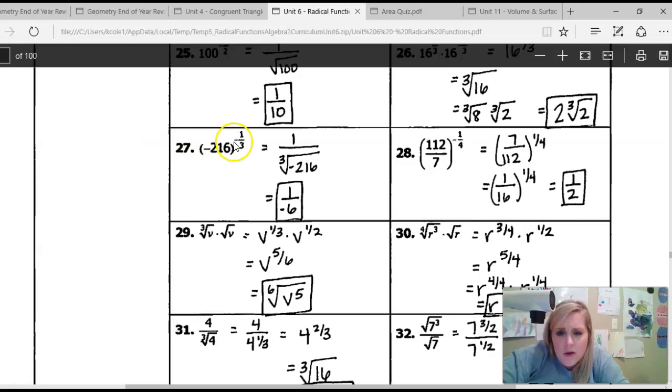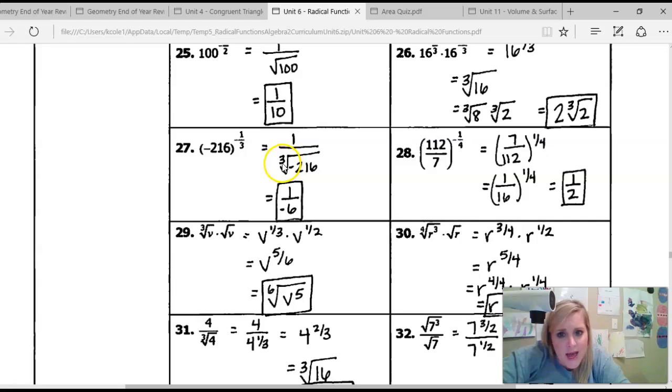There we are. So it's negative. So that, again, 1 over that. They went ahead and put it in the radical to the first power, so that's fine. This is a perfect cube, so it's going to have -6 on the bottom.